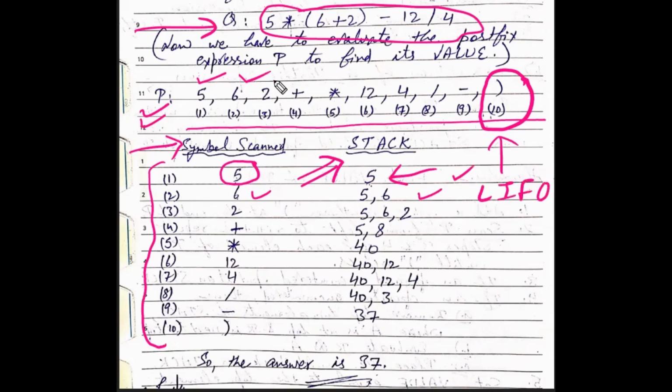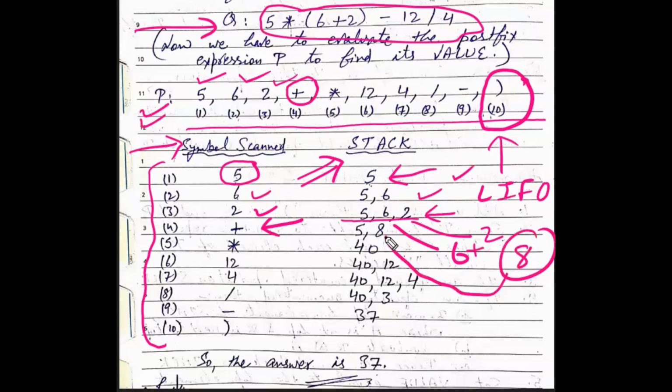Now the next symbol is again an operand. Push it on top of the stack. Now the content of the stack became 5, 6, 2. Now the operator came, so step number 4 will be executed here. If an operator is coming, we need to pop two elements, that means 6 and 2. Apply the operation, that is plus, and the result 8 is again pushed onto the stack.